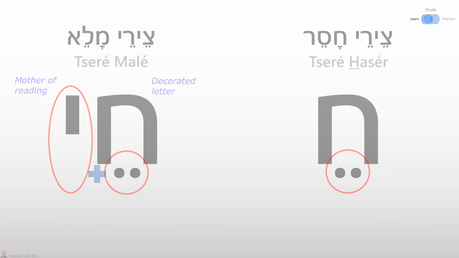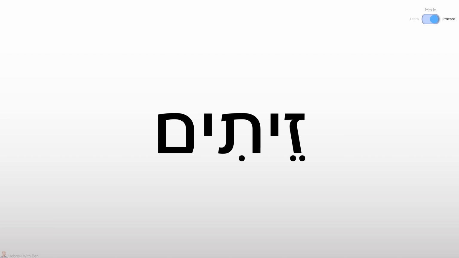Let's see some examples. The word on the screen is zetim. Zetim. Look at the letter Zayin. It is decorated with tzere and followed by a mother of reading, Yod. In this case, it is tzere male.